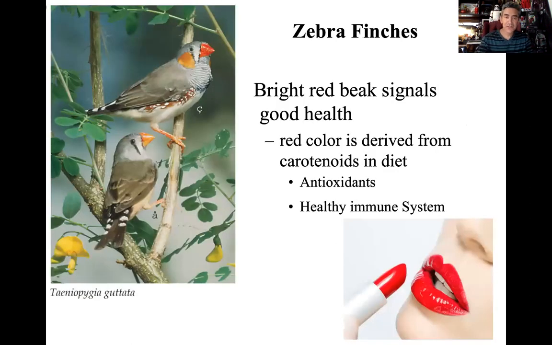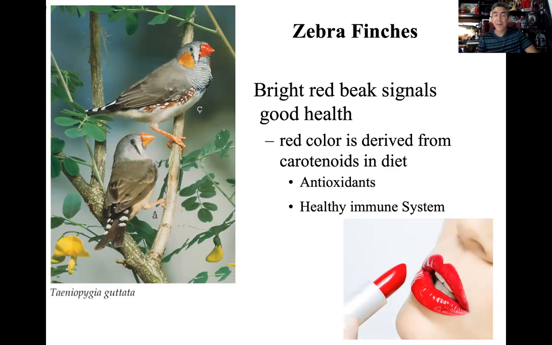Finches, right? Finches, the males, depending on their health, develop bright, bright red beaks if they're healthy, or if they're very sickly, they have very pale beaks. So the females are attracted to the males with the bright red beaks. Red color is derived from the diet. The brighter the red, the better food they're eating, the better health they're going to be, the fewer parasites they're going to have. So it's a way of females seeing which is the healthiest male.